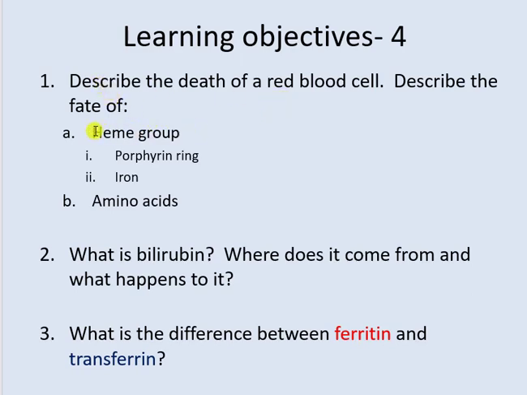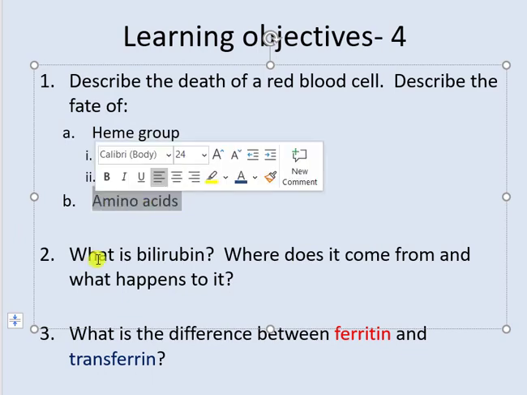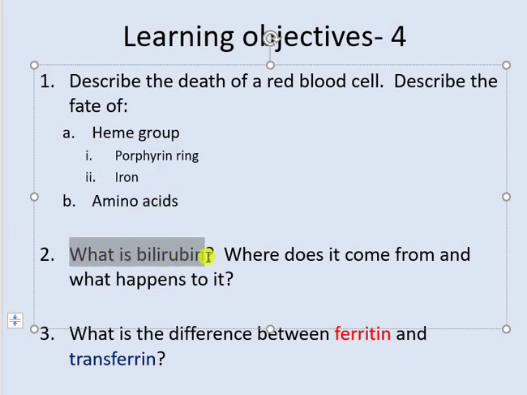Describe the death of a red blood cell. What is the fate of the heme group? Porphyrin ring becomes bilirubin. Iron is recycled, and the words transferrin and ferritin are important there. Amino acids are also recycled. What is bilirubin? It's a waste product that comes from the porphyrin ring. Where does it come from? The porphyrin ring. And what happens to it? It gets peed out and pooped out.